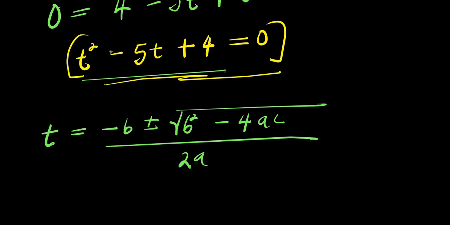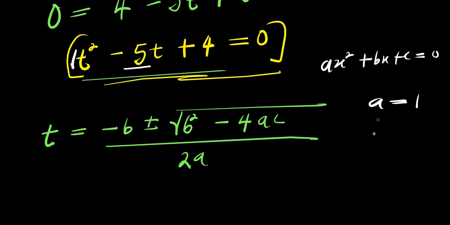Now, if you compare this to the general quadratic equation, which is ax squared plus bx plus c equals 0, it simply means 1, which is the coefficient of t squared, is our a, negative 5, which is the coefficient of t, is our b, and c is the constant here, which is 4.